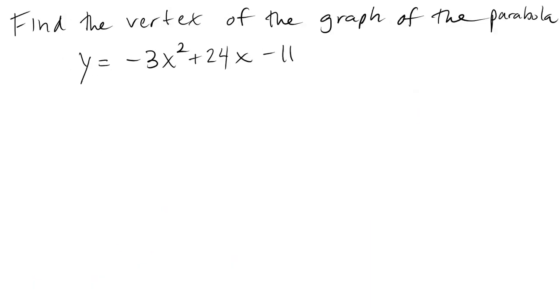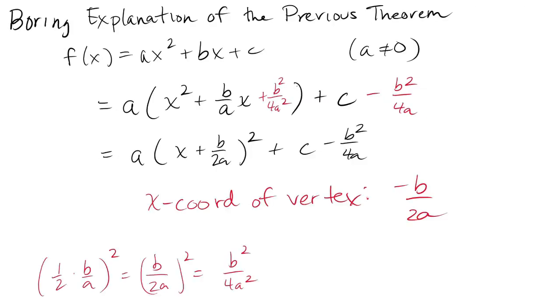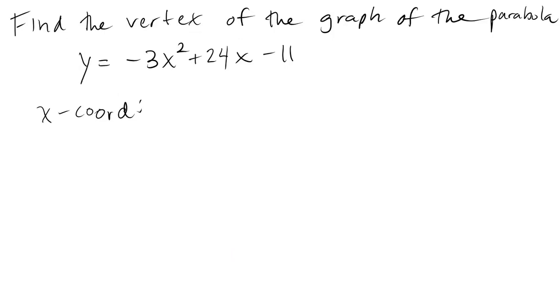Here's the same equation that we graphed on a previous slide, y equals negative 3x squared plus 24x minus 11. Here, rather than putting it in standard form and graphing it, we're just asked to find the vertex. To find the x-coordinate of the vertex, we take the opposite of b over 2a. That's our theorem. That's what we proved by doing all of this math. So I do the opposite of the coefficient on x divided by 2 times the coefficient on x squared. That's the opposite of 24 divided by negative 6. That's the opposite of negative 4, which is 4.